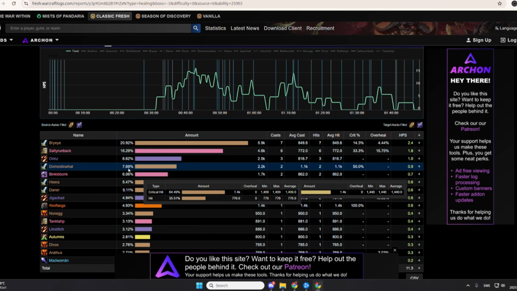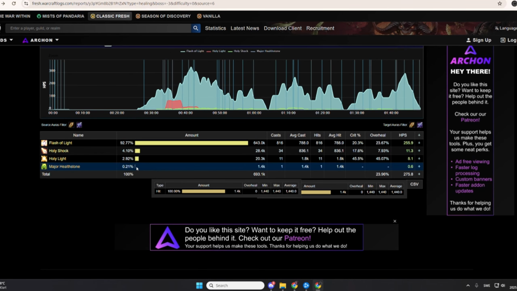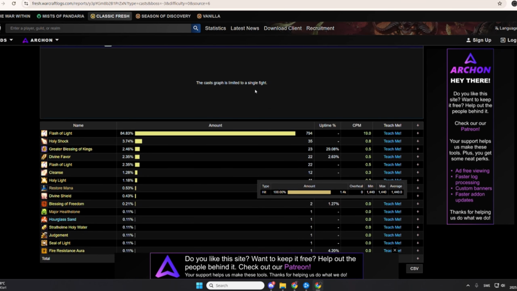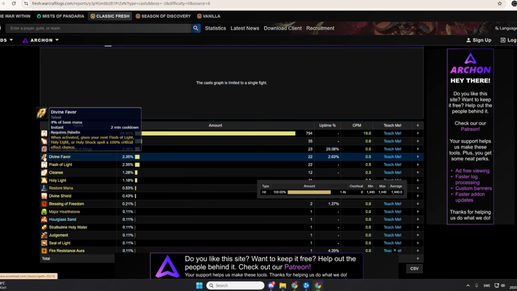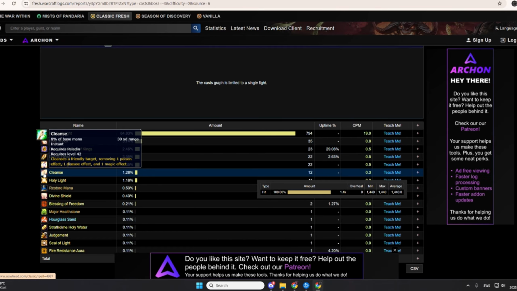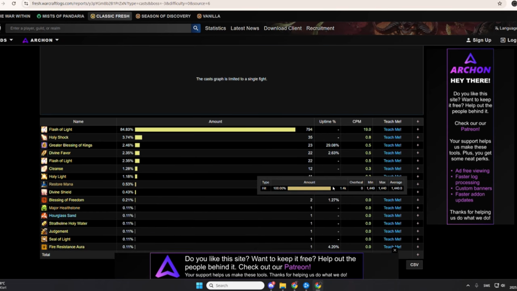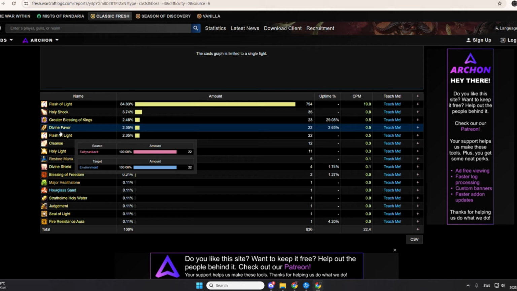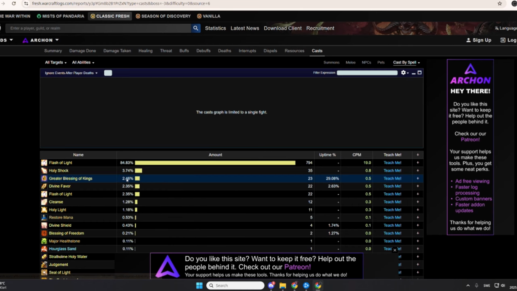It's good to see the 34 Holy Shocks, quite a good amount, well improved. We look at the casts, we can see many of the Holy Shocks are with Divine Favor. So this is definitely improved. And we can see the cleanses as well, and the mana potions used that maximize your potential. So this is definitely a success.